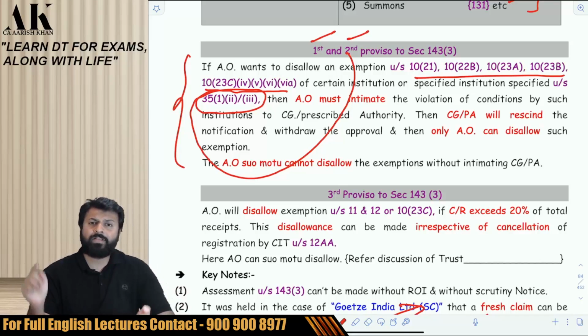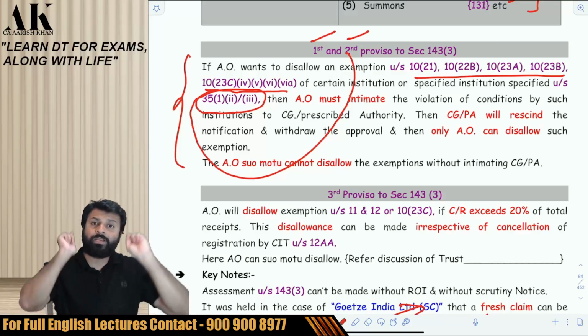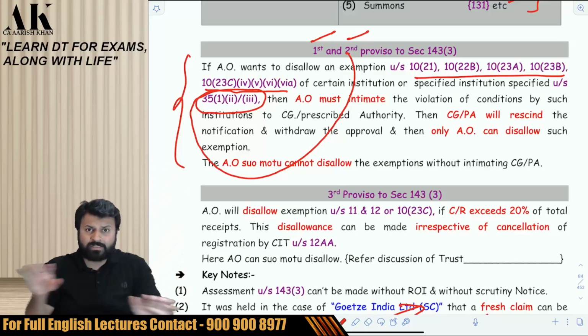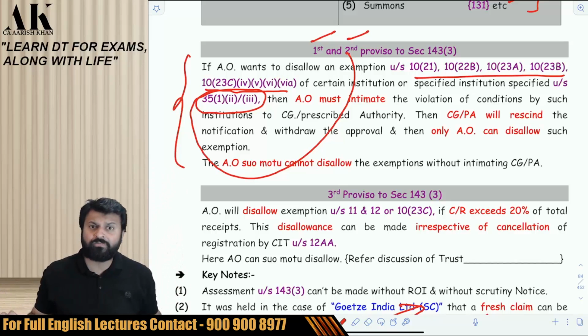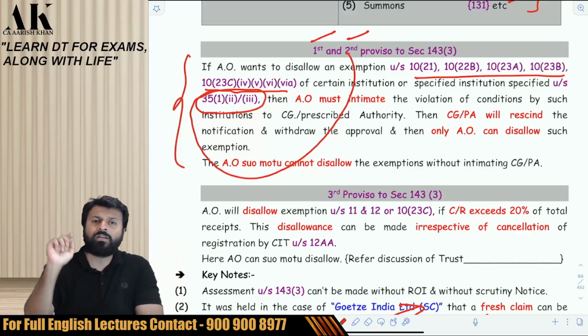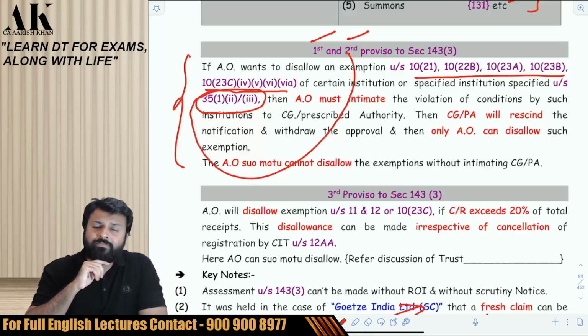the exemption. But the obligation of the assessing officer in such a case is to intimate that defect to the central government. And then the central government will look into the matter, will cancel the registration of the assessee, will rescind the notification, and then will intimate the assessing officer. And then the assessing officer will do what? Will disallow the exemption if there is a withdrawal of approval. Moral of the story, the AO suo moto cannot disallow the exemption.